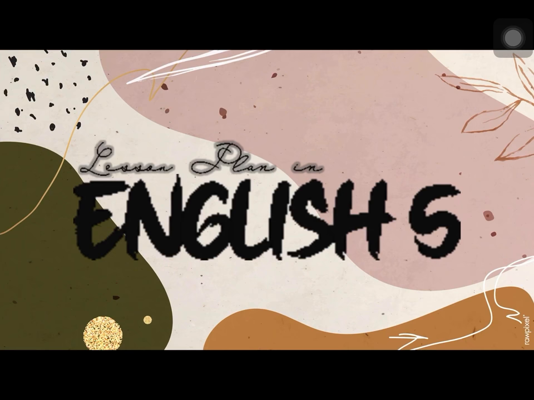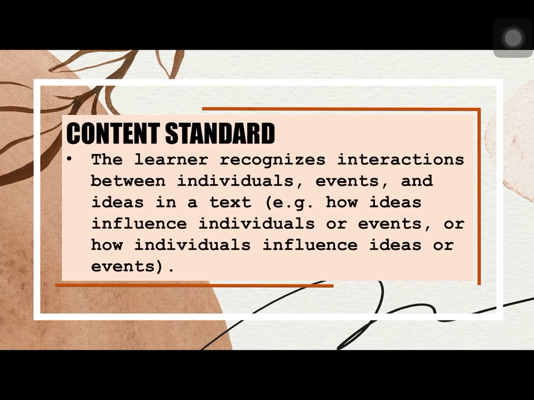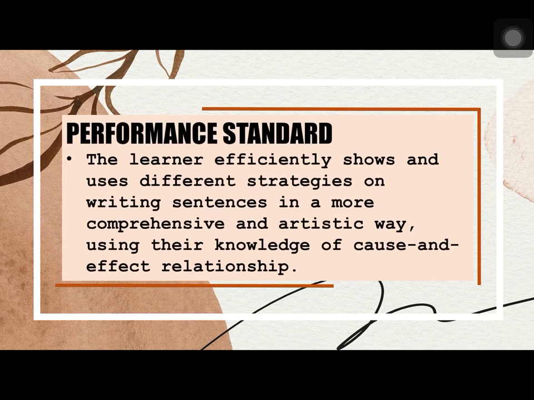So, our lesson plan in English 5. The content standard is the learner recognizes interactions between individuals, events, and ideas in the text. Example, how ideas influence individuals or events, or how individuals influence ideas or events. Performance standards, the learner efficiently shows and uses different strategies on writing sentences in a more comprehensive and artistic way, using their knowledge of cause and effect relationship. So basically, our theme here is cause and effect.